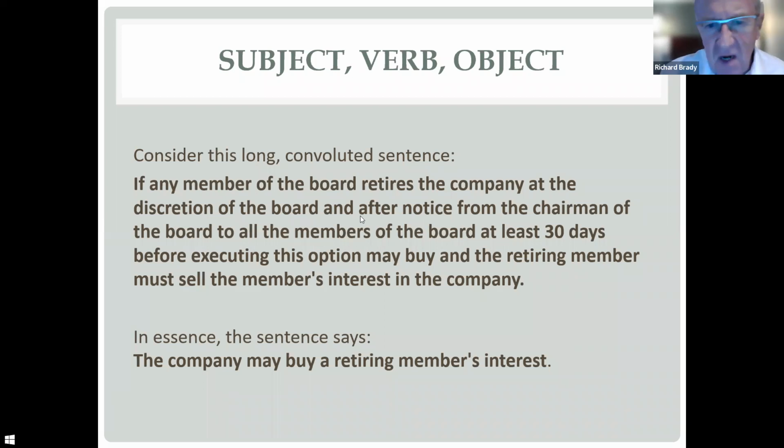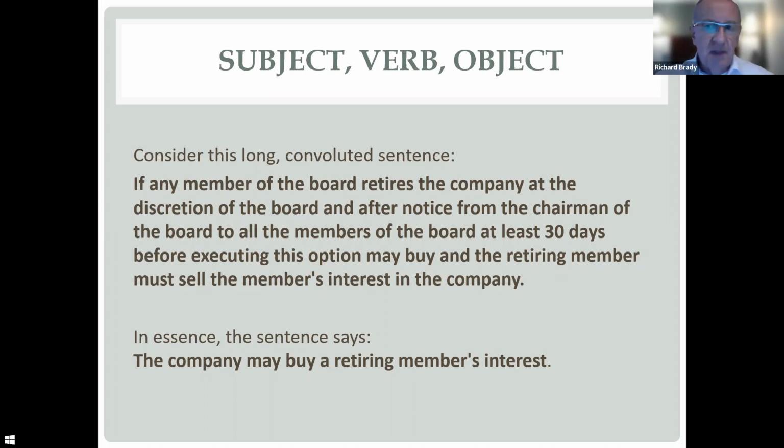There's got to be notice. There's got to be at least 30 days notice. The notice has to go to all the members of the board. And the retiring member has to sell if the option is exercised. Well, let's cut this up into subject, verb, object sequence sentences, and you see if it's easier to follow.